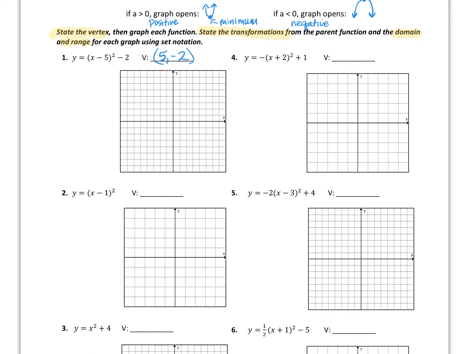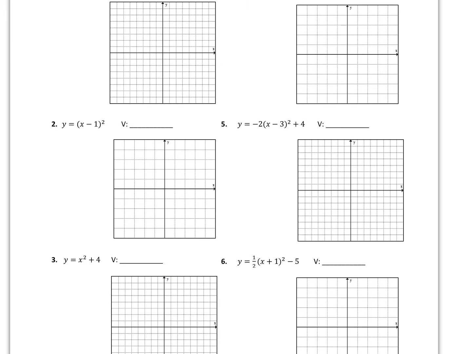So let's look at number 2. Look at my H. It says -1 there, so my vertex is actually going to be a +1. There's nothing added or subtracted, so it's 0 for K. On number 3, notice there's no parentheses there with the x squared. That means that my H value is 0. The +4 is hanging off the back end, so that's my K value, so 0, 4.